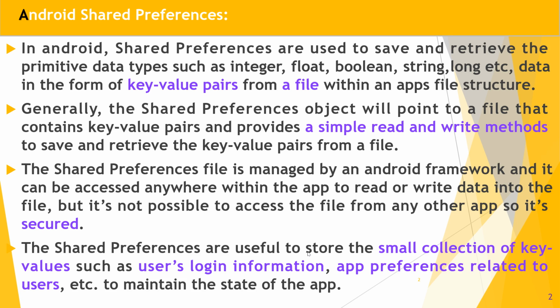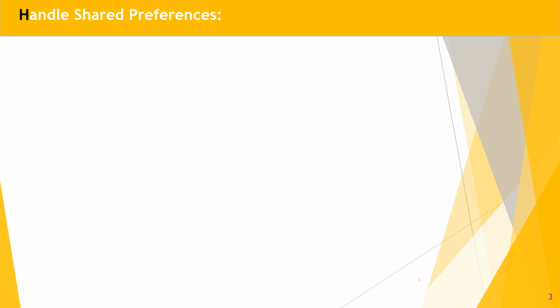So let's move to the next part. Hope you understand what shared preferences are. It is a small tiny database which contains the key value pairs. We can read and write those pairs from the shared preference file, and all the security is maintained by the Android framework itself. So next point, how to handle shared preferences.